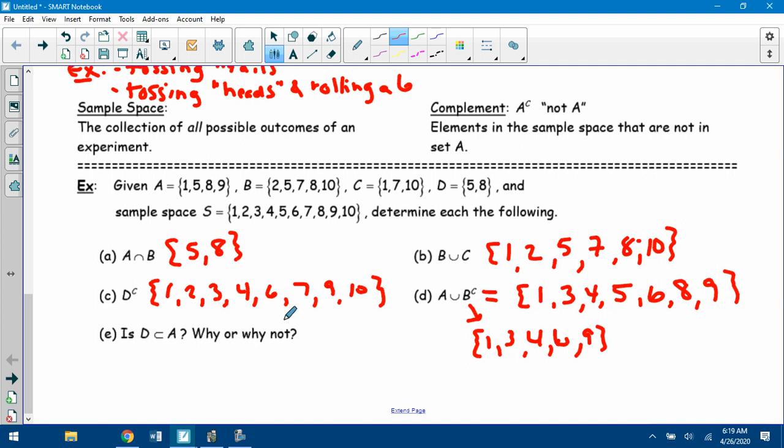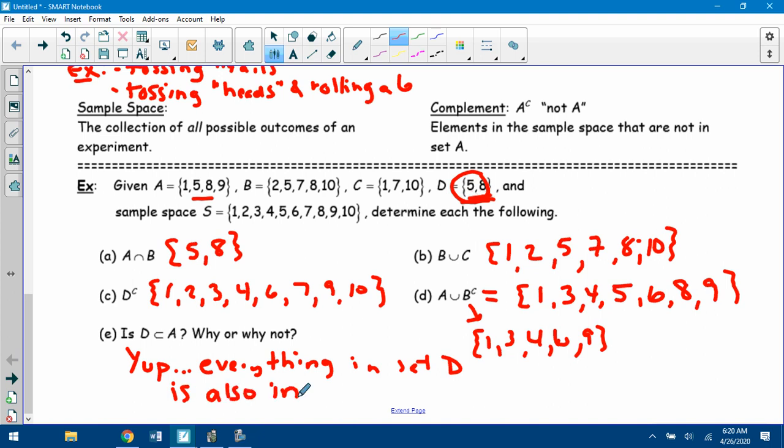Okay, and then finally, D is a subset of A. Why or why not? So look at D, 5 and 8. Is everything in D also in A? Yup. Everything in set D is also in set A. That's what it means to be a subset. Okay, hopefully that makes sense. There's one on the homework, very similar.